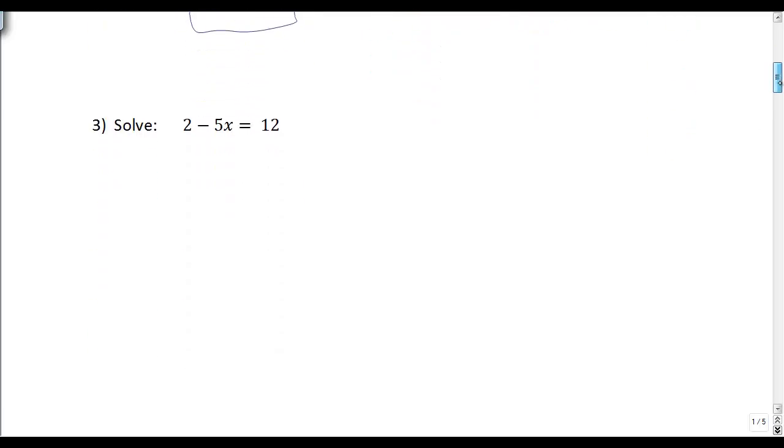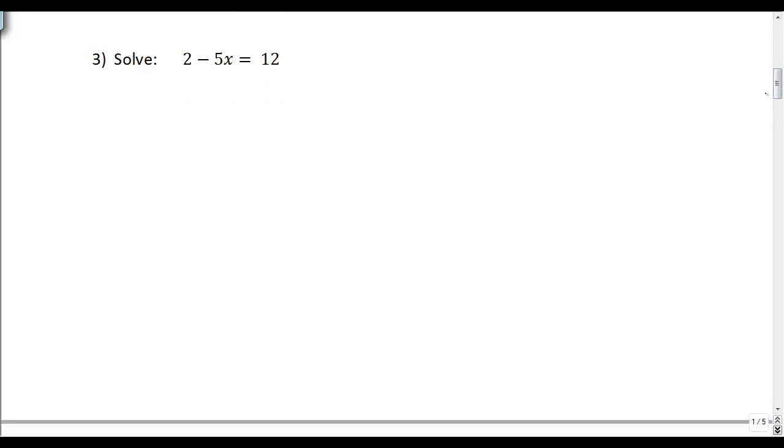Next one. Very similar. 2 minus 5x equals 12. I'm going to subtract the 2 from both sides. 2 minus 2 cancel. I'm left with negative 5x equals 12 minus 2, which is 10. And now I want to get rid of the negative 5 to completely isolate the x. So I divide both sides by negative 5. And what I'm left with is x on the left. My negative 5's cancel. 10 divided by negative 5, that's negative 2.